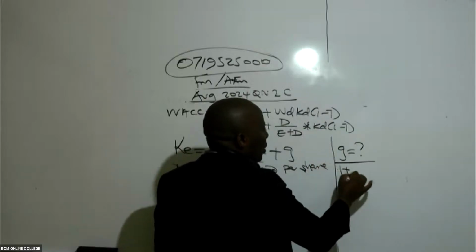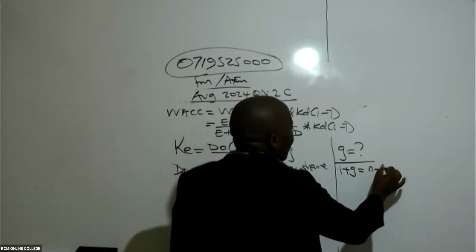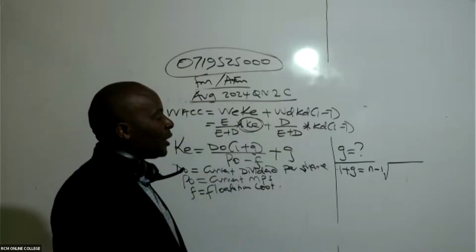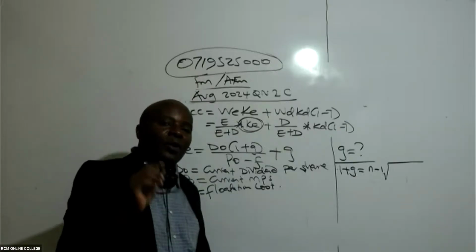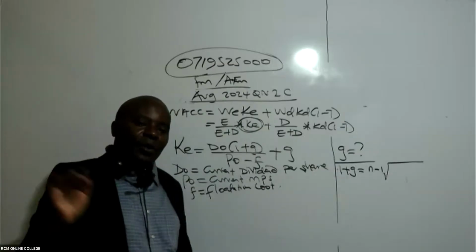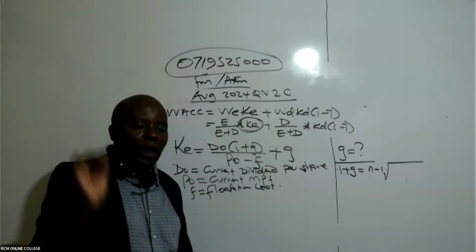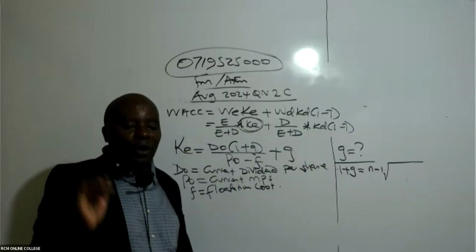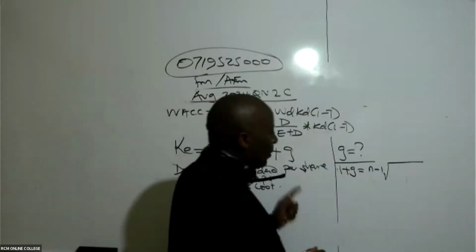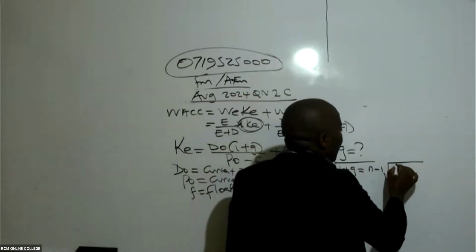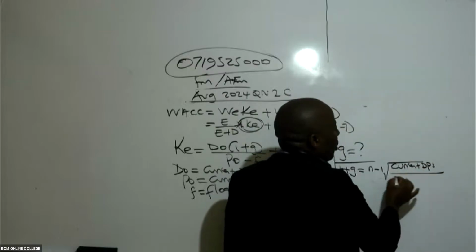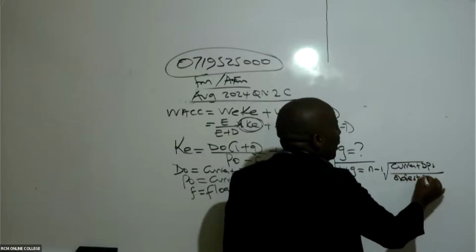To get this G, we normally talk of 1 plus G equals the n minus 1 root. So anytime they want us to get G, in most cases, whenever you see the examiner giving you many dividend amounts, then automatically they want you to calculate G. And how do we get this G? We start by saying 1 plus G equals the n minus 1 root of current DPS all over oldest DPS.